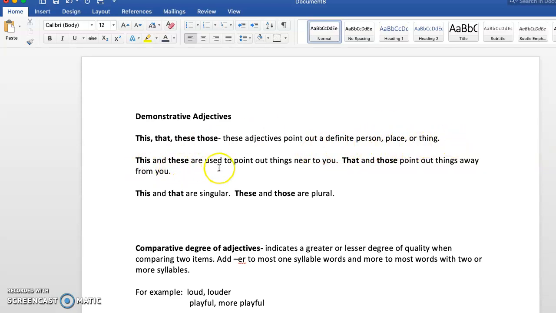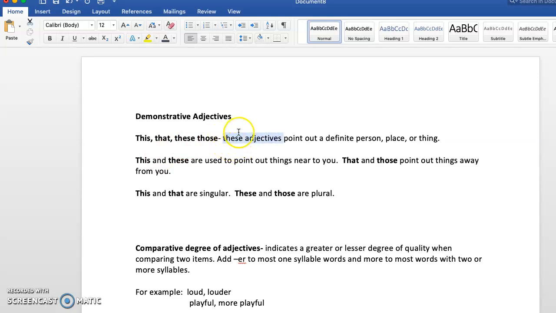This and these are used to point out things near you. That and those point out things away from you. This and that are singular, these and those are plural. They're only considered adjectives when they come before a word that they modify, that they describe, that they point out. Like I did here with these adjectives.